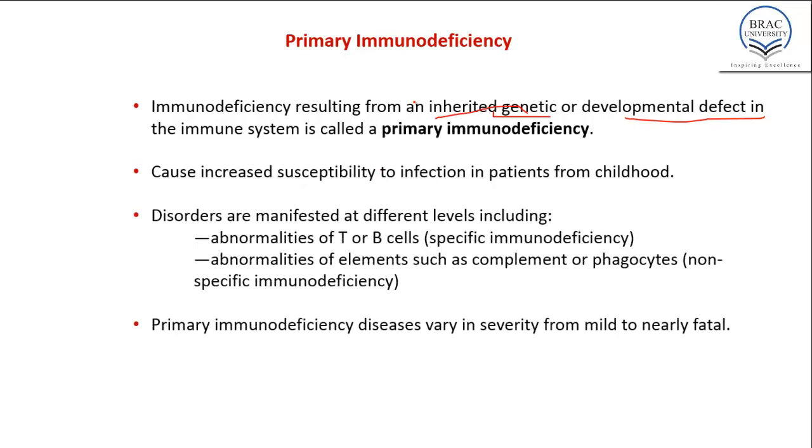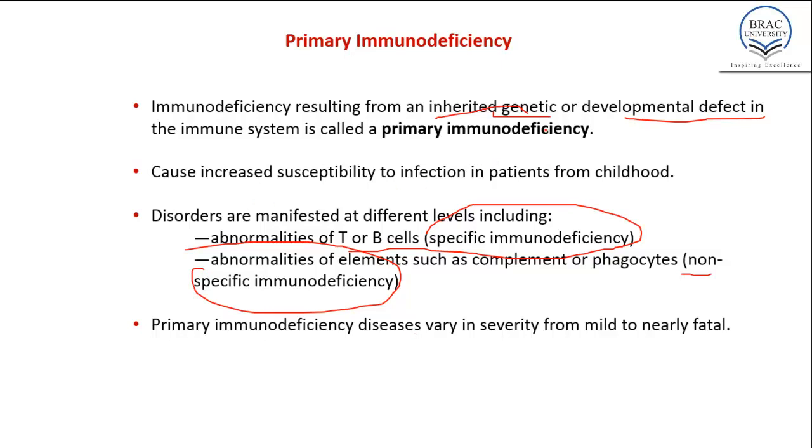Disorders are manifested at different levels, including abnormalities of T cells or B cells, or abnormalities of elements such as complement or phagocytes. When abnormalities in B and T cells lead to immunodeficiency, this type is termed specific immunodeficiency. When abnormalities in complement or phagocytes lead to immunodeficiency, this type is termed non-specific immunodeficiency. Primary immunodeficiency disease may vary in severity during childhood from mild to nearly fatal.